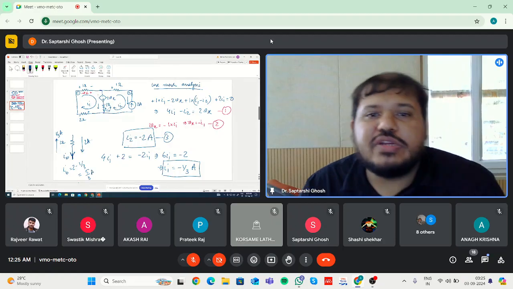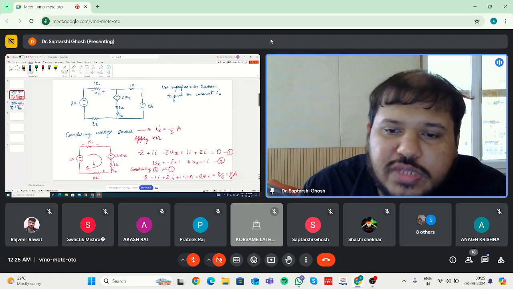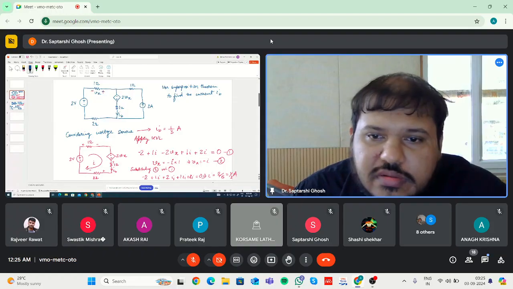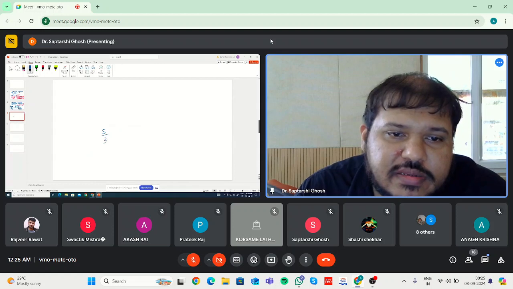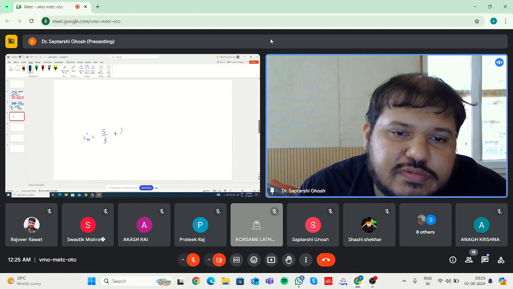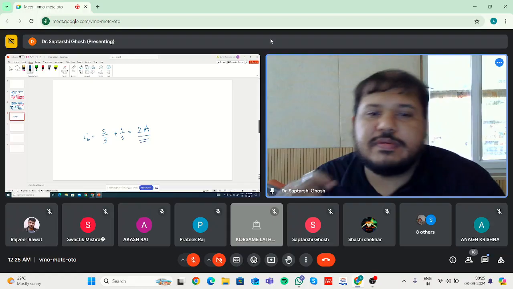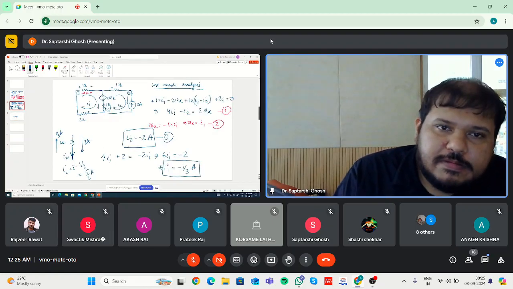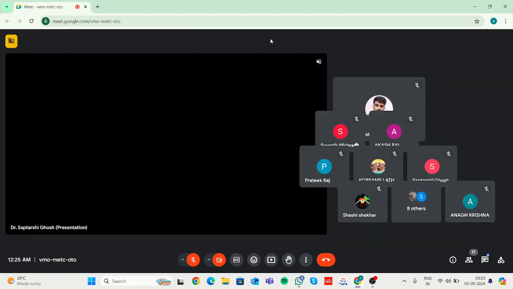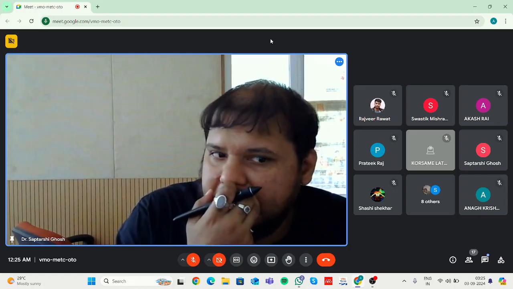So IB, due to the current source, will be equal to 5 by 3 ampere. Due to the voltage source, IB was equal to 1 by 3 ampere. So the total current IB will be equal to 5 by 3 plus 1 by 3, so 2 ampere. Is it clear?